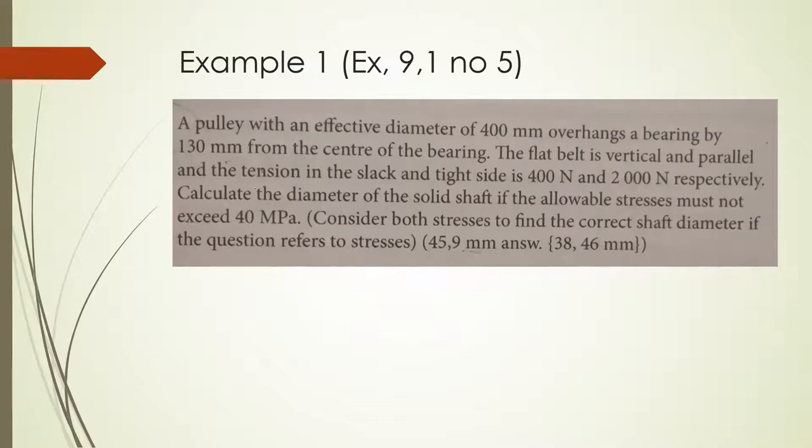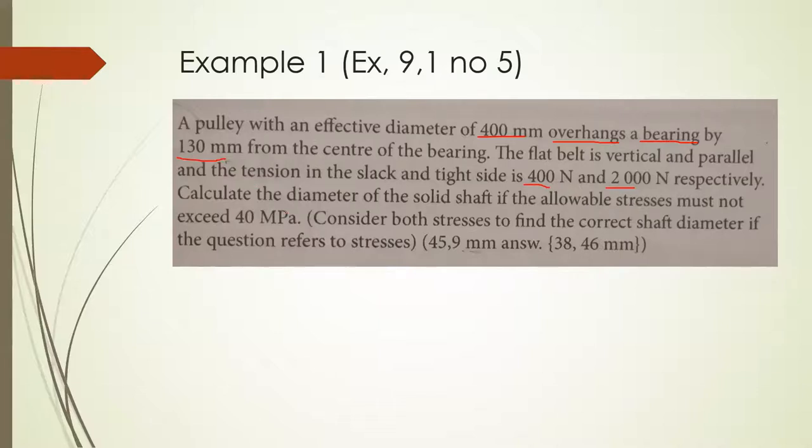Now, a pulley with an effective diameter overhangs a bearing, so we are talking about a cantilever. It overhangs the bearing by 130 mm, meaning that this is the length of the shaft from the center of the bearing. The flat belt is vertical and parallel, and the tension on the slack side is T2 and T1 is the tight side, respectively.